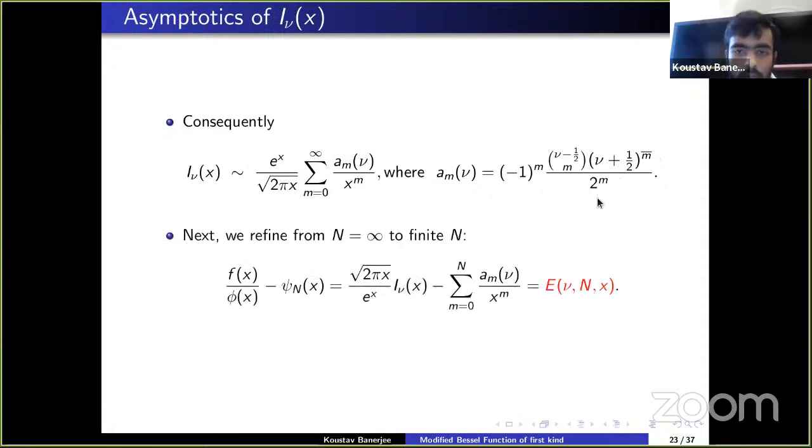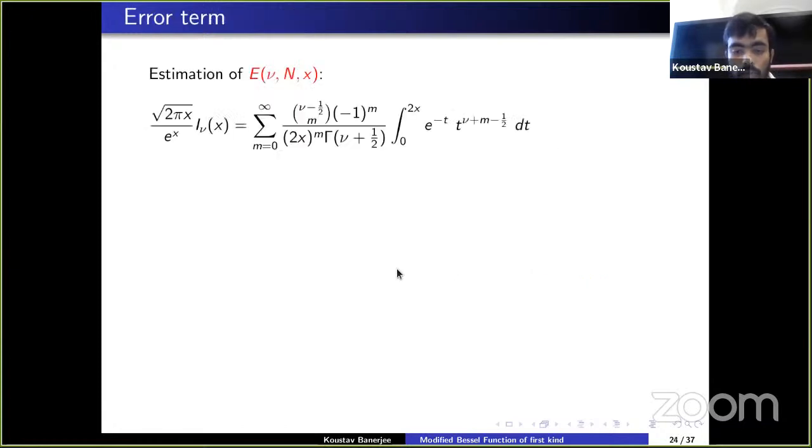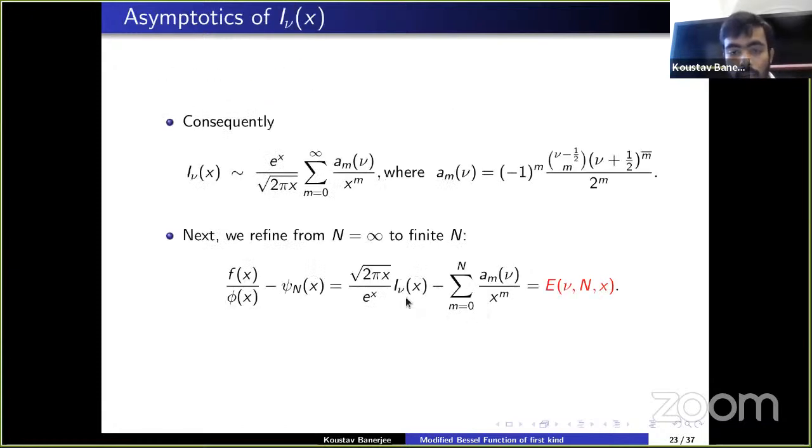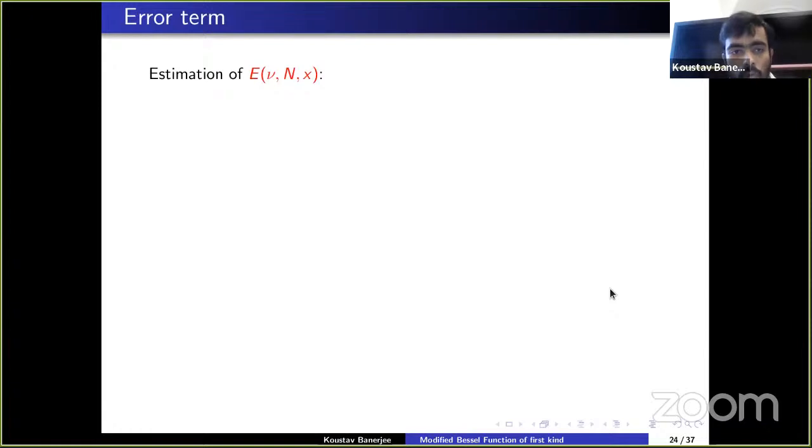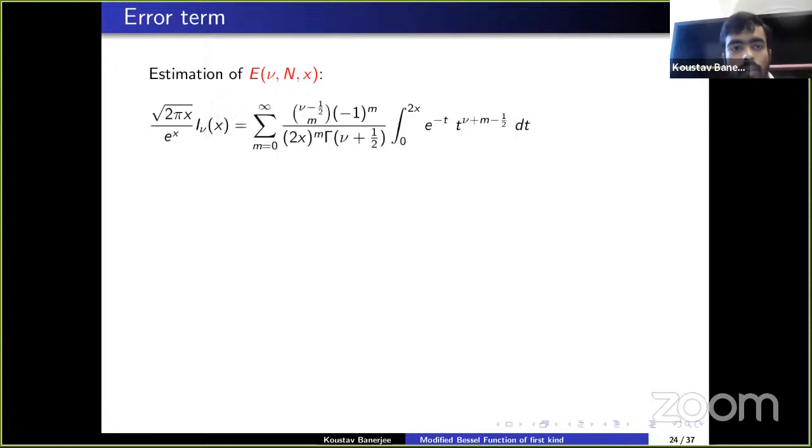So now our goal is to extract this infinite expression in this psi n x, as we have discussed in the beginning, to refine from infinity to a finite n, so that we want to estimate this factor to be e nu n x. So this error term is dependent on nu and this cutoff point n, and we want to get it for all x greater or equal to 1. So how could I estimate this thing?